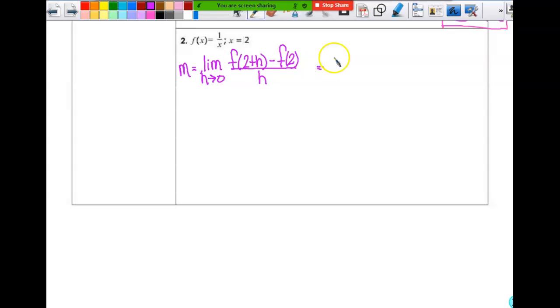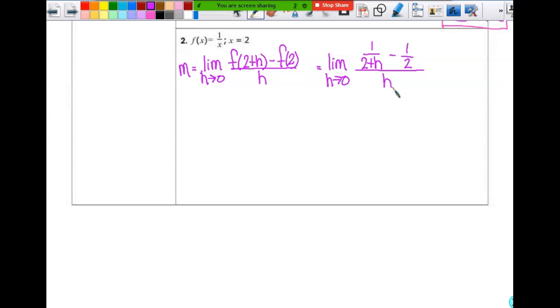All right, so then this is going to equal the limit as h approaches 0 of, all right, so f of 2 plus h is going to be 1 over 2 plus h minus, now f of 2 is super easy to figure out here. I mean, it's not complicated at all. But notice this time we didn't get an ordered pair just to pick the number out of, so we would have to calculate it anyway. But you don't get much easier than that. 1/2, all over h.